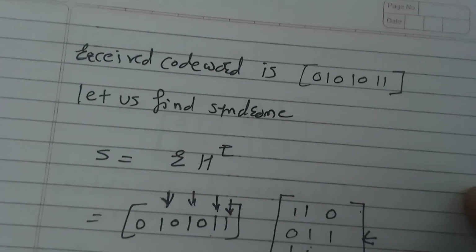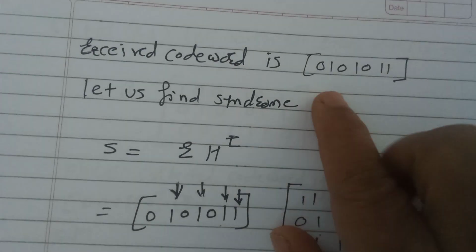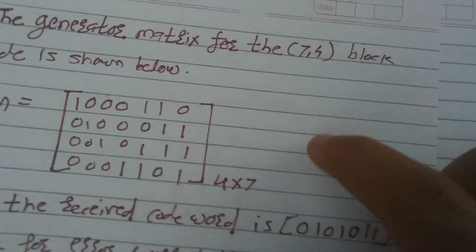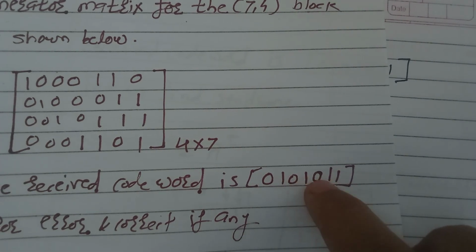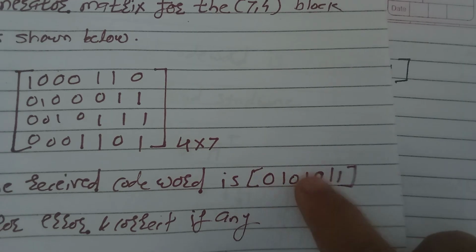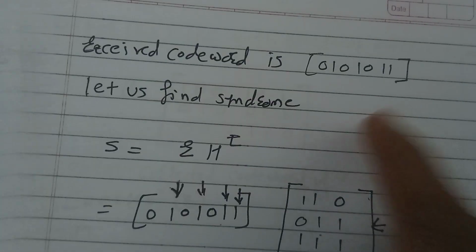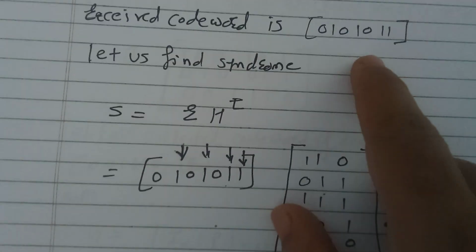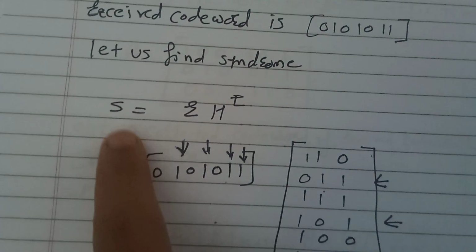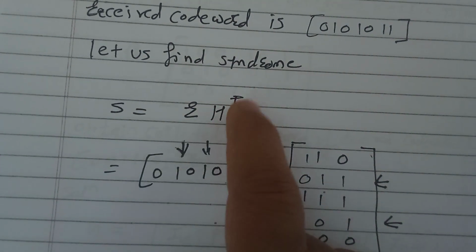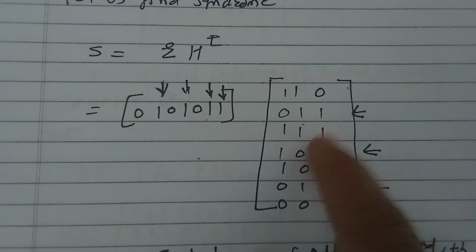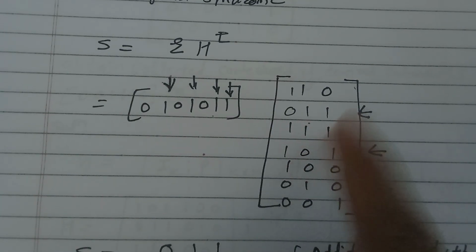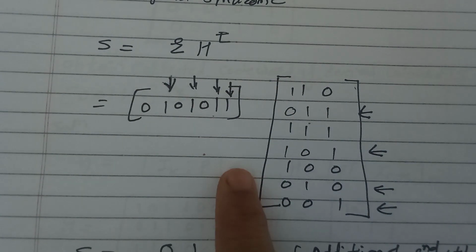After that, the received code word is this one, 0101, 0101. So this is the received code word. You have to first obtain the syndrome. So the syndrome is the received code word multiplied by H^T. So this is your received code word, and the H^T you have just now obtained. Now this multiplication you have to do.